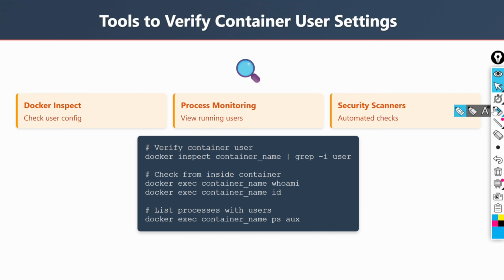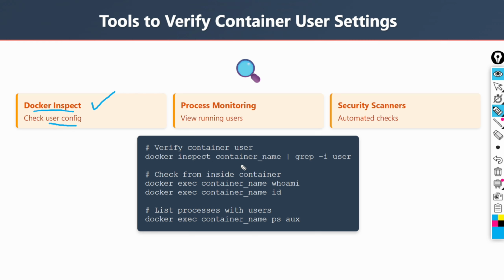Moving to the next slide, which is tools to verify a container's user settings. This is also one of the key aspects. Docker inspect is the built-in feature to view the container's configuration and which user is running that particular container. By using docker inspect we can check the user configuration details.